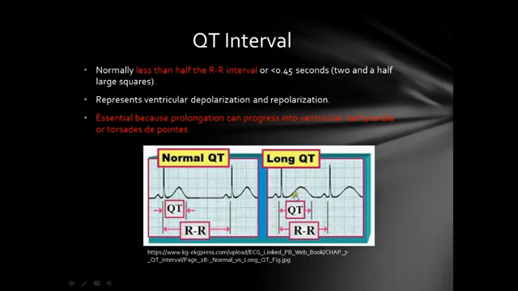So this is a long QT. You can see here it's longer than half of the RR distance. So this is a prolonged QT. QT is particularly important to pick up because it can predispose to ventricular tachycardia or torsades de pointes, both of which can lead to sudden death.